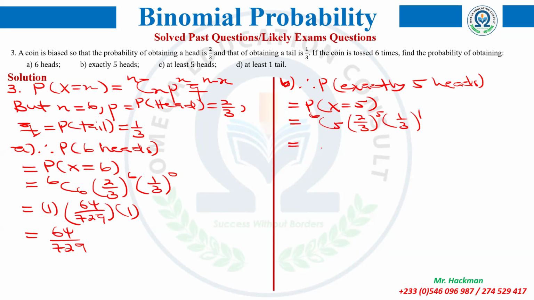Equal to 6, open brackets 32 on 243, close bracket, open bracket 1 on 3. Then the final answer is 64 on 243. So that will be it for B. Okay, so Prof. Princess, let's go. C.